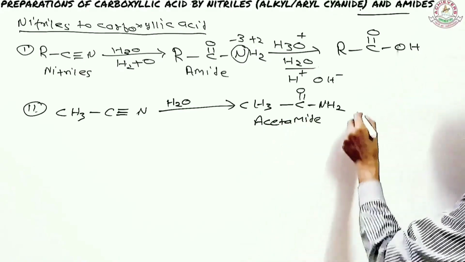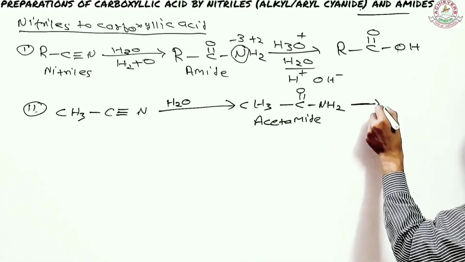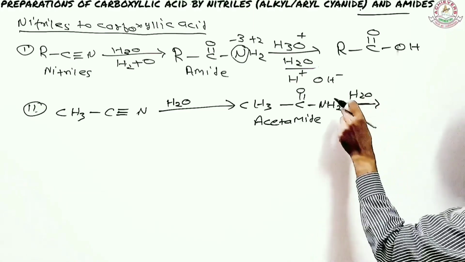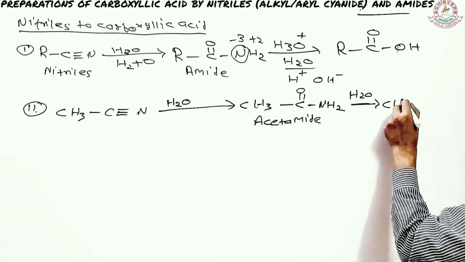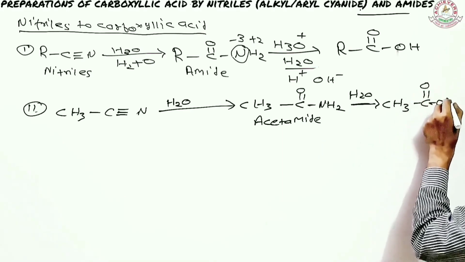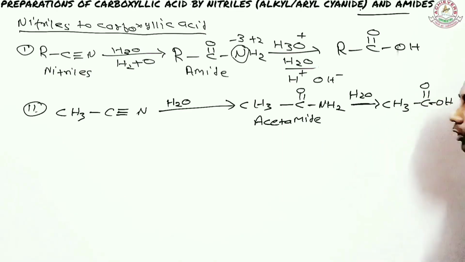Okay, now in the next step, what happened? Again, this reacts with the water. So when this reacts with water, what happened? This again will be converted into a hydroxide group. So this is how carboxylic acid is produced.